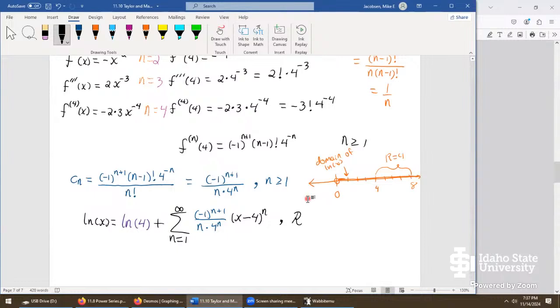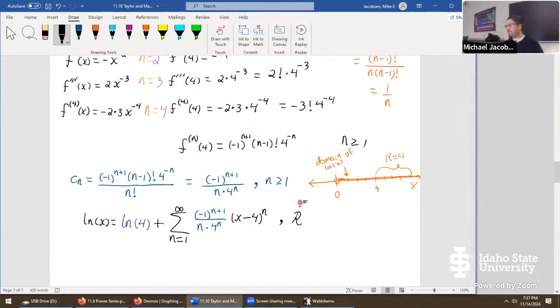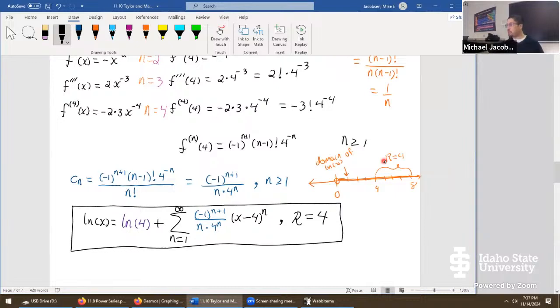Understanding ln of x and understanding that a equaled 4, we could have figured out the radius beforehand, I guess. Yes, so this is the diagram that says the radius should be 4. My claim is that it is accurate, but we now have to show it by ratio test. So we're going to prove that this little sketch right here is the actual reality for that power series.